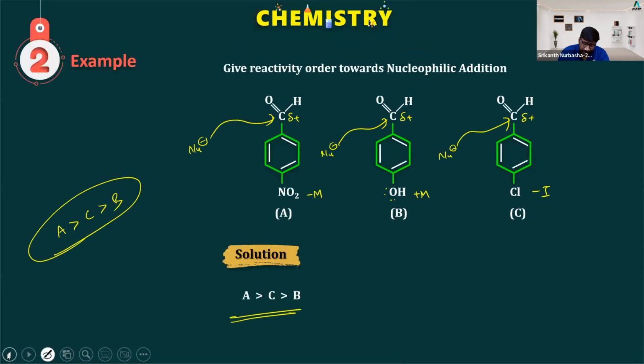Last class we discussed this. This is the last point of discussion: give the reactivity order toward nucleophilic addition. Nucleophilic addition is going to be high whenever the electrophilicity of the carbon is high. NO2 is an electron withdrawing group, OH is electron donating, Cl is electron withdrawing. Because NO2 is a very good electron withdrawing group, it will increase the positive charge, thereby it will have the greatest nucleophilic addition. After A, we will have C, because chlorine is electron withdrawing, but not as great as NO2. The least electrophilic carbon is in the presence of OH, which is an electron donating group. So A, C, B is the right order.